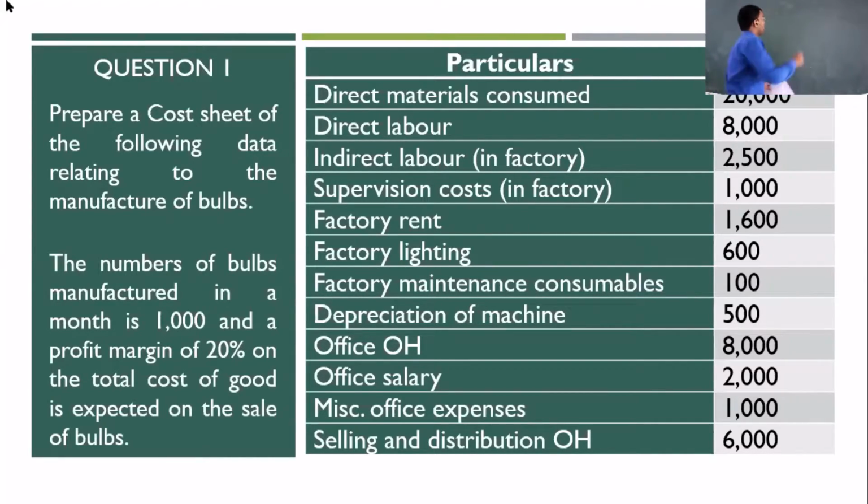Now let's come back. Let's look at the format of the cost sheet. We are starting off with cost sheet preparation, and this is for our first question. Remember, there are three important columns in the format of your cost sheet: particulars, total cost, and cost per unit.